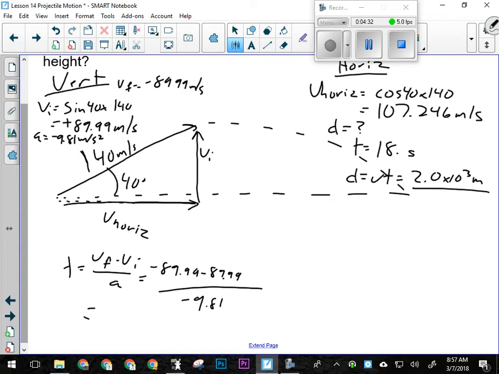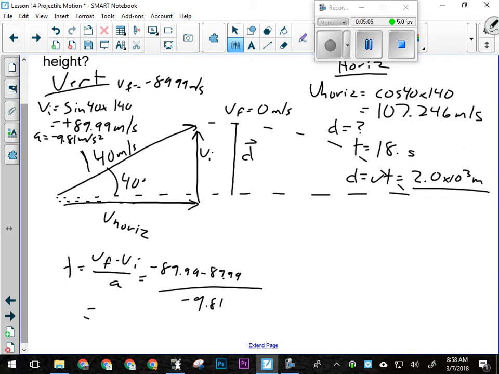Okay, the other part of this question was calculate the maximum height, which we know happens right here. It'll be our vertical displacement at the exact halfway point. What is VF at that point? 0. Okay, that's at the top of the flight, where it's just starting to turn around and come back down. So VF is 0 meters per second at that point. Everything else stays the same, we just have a new VF. VI is still 89.99. Acceleration is still 9.81.